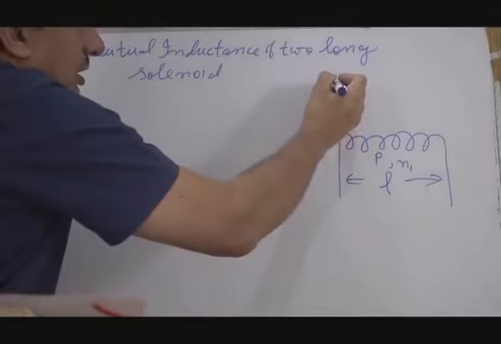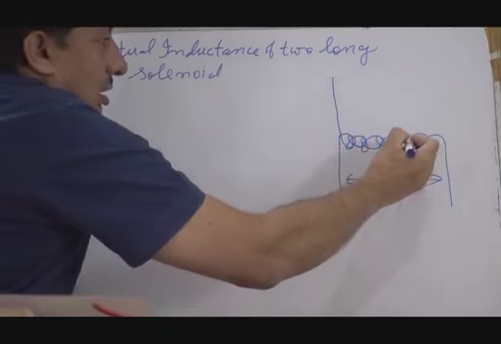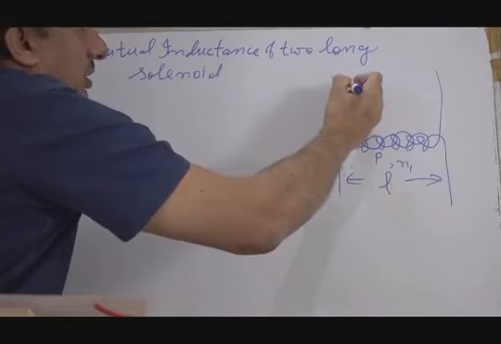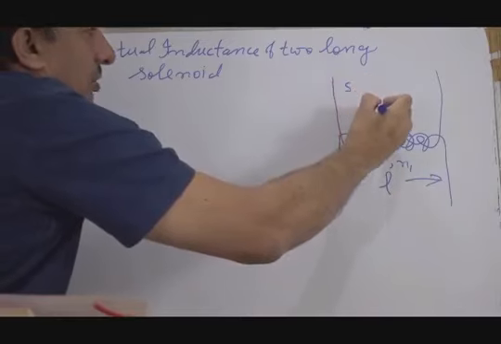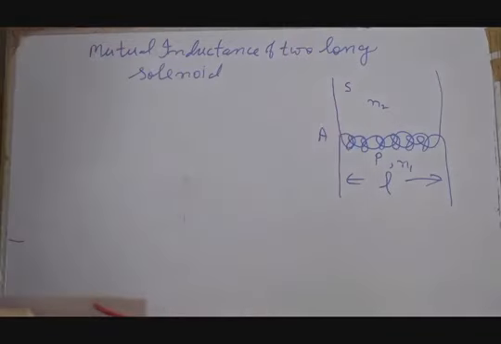Then there is the secondary. Number of turns per unit length in the secondary are N2. Area of cross section of these two coils is A. So A is the area of cross section.